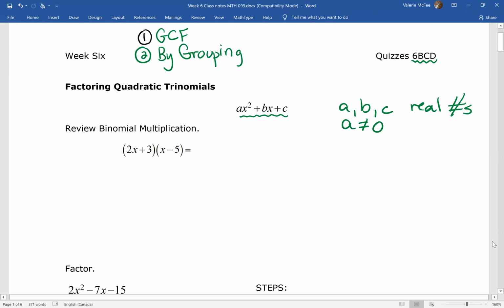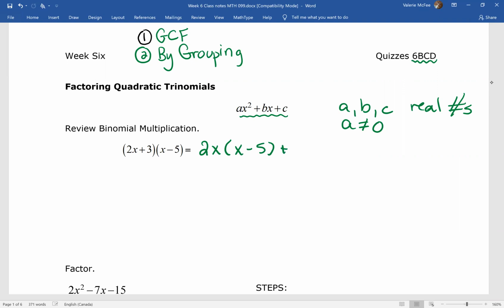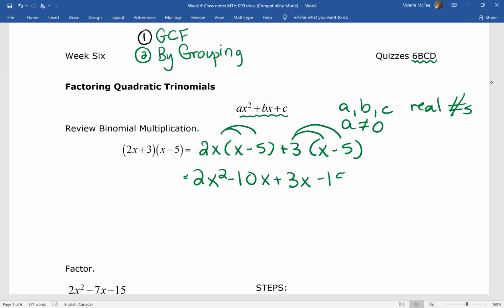Now let's do a quick review of multiplying binomials to start. So here's an example, 2x plus 3 times x minus 5. We have the first term multiplying the second bracket, and the second term multiplying the second bracket. Of course, we use the distributive property then, and then we combine any like terms.